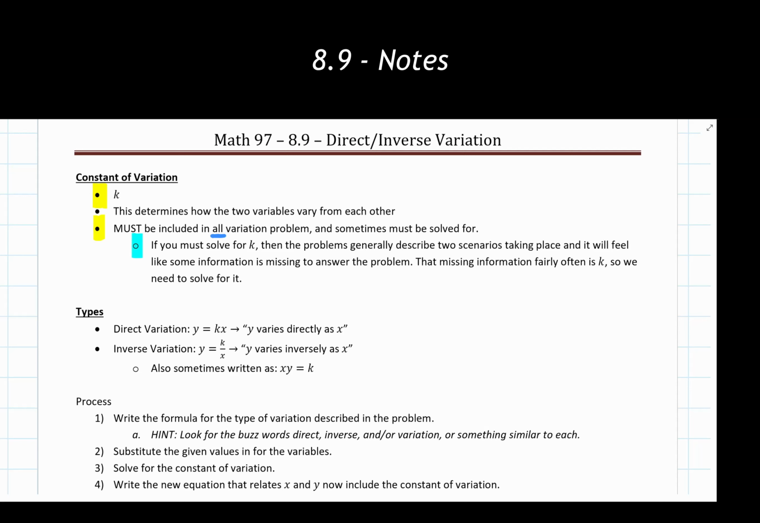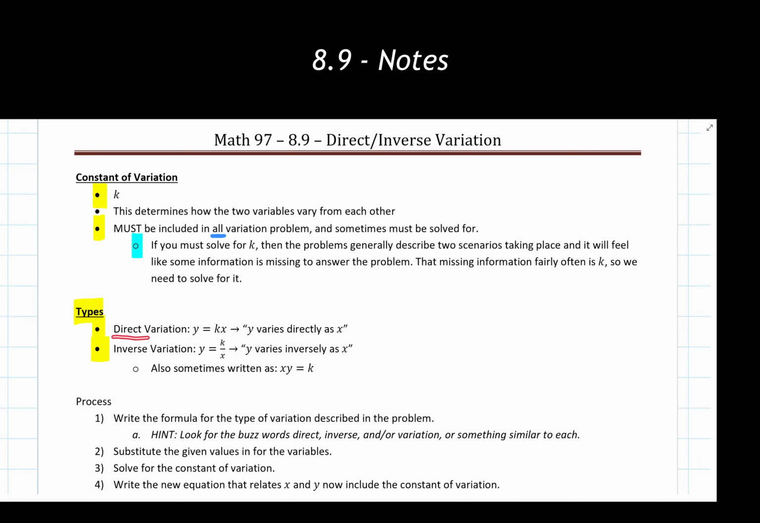More often than not, if we are given a scenario like that, this means that we need to solve for k first, this constant of variation. Once we have that, then we can actually go through and solve the question and the problem that is presented to us. So now that we have that prerequisite knowledge out of the way, we can go into our 2 different types of variation that we have showing up here.